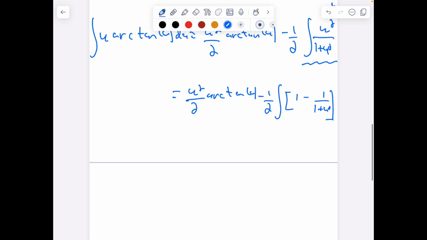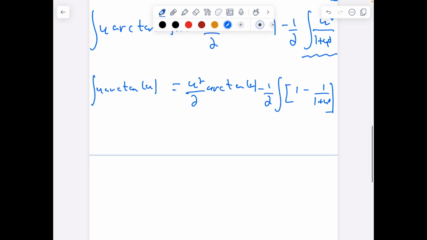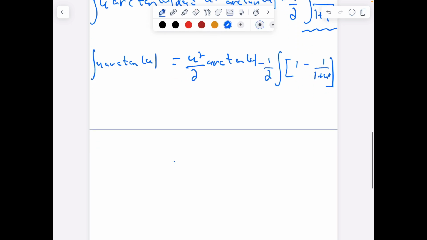Okay? All I did here, by the way, was say how many times 1 plus u squared goes into u squared. That's it. And if we went ahead and integrated that further, you would get u squared over 2 arctan of u minus 1/2 u minus arctangent of u.